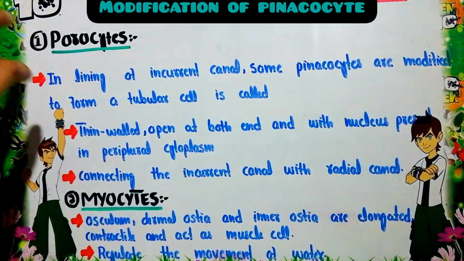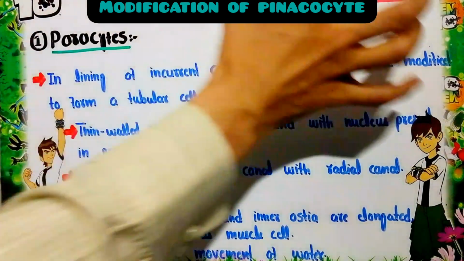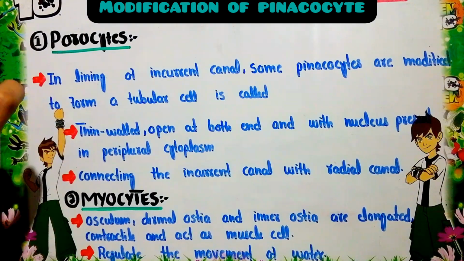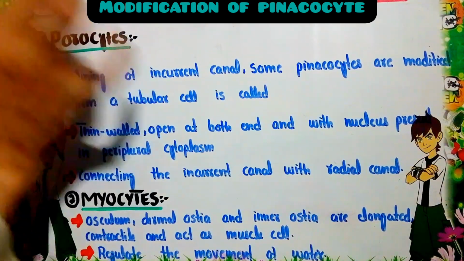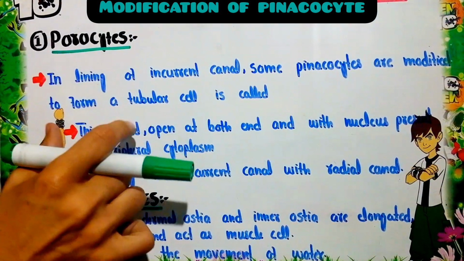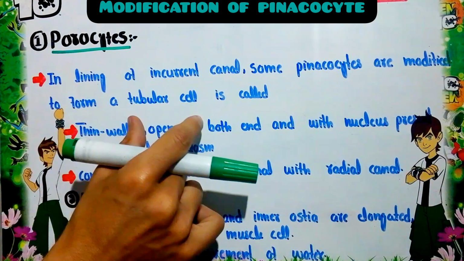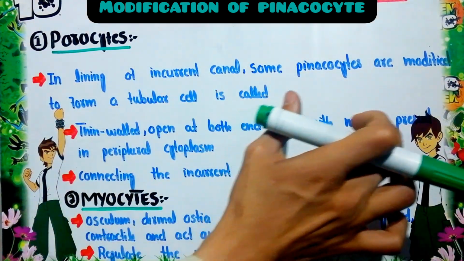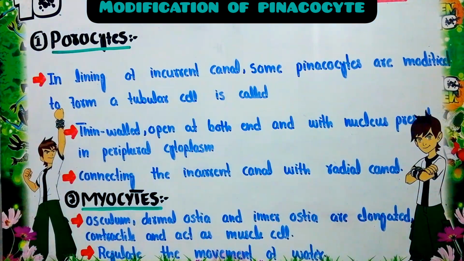So mainly at the incurrent canal, this pinacocyte is modified and forms a tubular cell. Now this pinacocyte is called a porocyte. Now let's talk about the characteristics of these porocytes. This is actually a thin-walled cell, open at both ends, that has a nucleus present at the periphery of the cytoplasm. So these are the three characteristics of this porocyte.